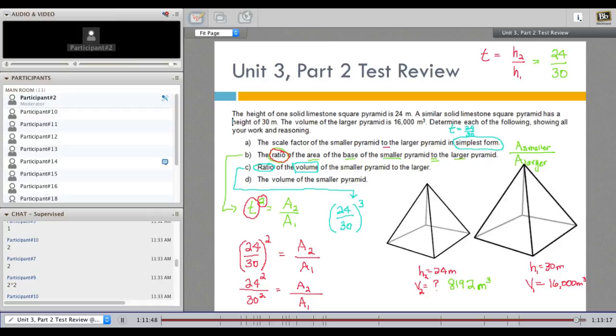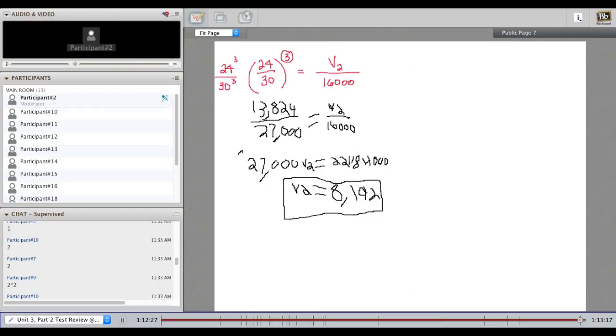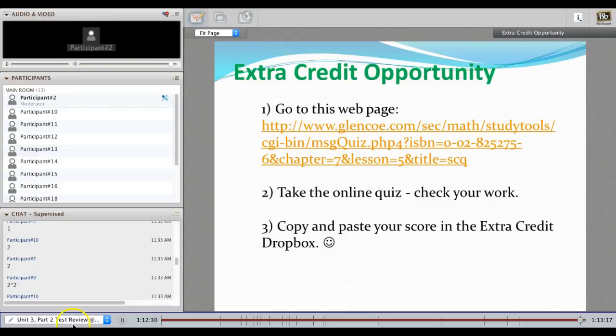Sorry about that. What's a common factor between 24 and 30? Okay, 6 would go into each. So 24 divided by 6 is 4. And what about 30 divided by 6? 5. So 4/5 is actually the scale factor in simplest form. Okay, so that's part A. And then part D is the actual volume. Okay? All right. Let's go to some extra credit.